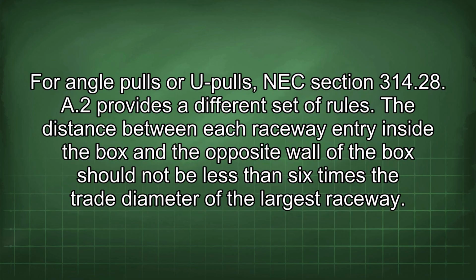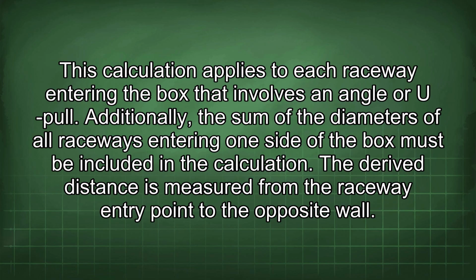For angle pulls or U-pulls, NEC section 314.28(A)(2) provides a different set of rules. The distance between each raceway entry inside the box and the opposite wall of the box should not be less than 6 times the trade diameter of the largest raceway. This calculation applies to each raceway entering the box that involves an angle or U-pull. Additionally, the sum of the diameters of all raceways entering one side of the box must be included in the calculation. The derived distance is measured from the raceway entry point to the opposite wall.